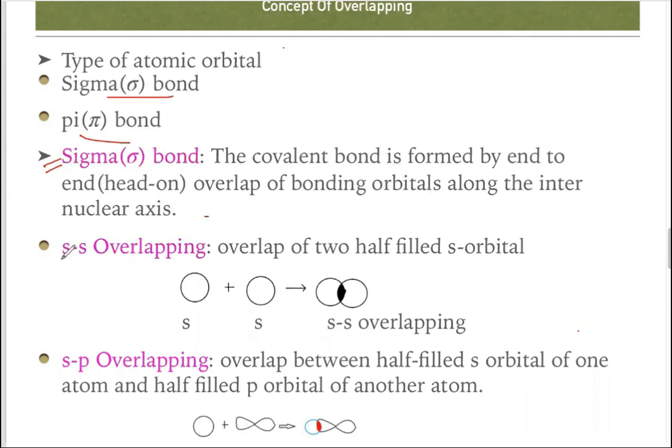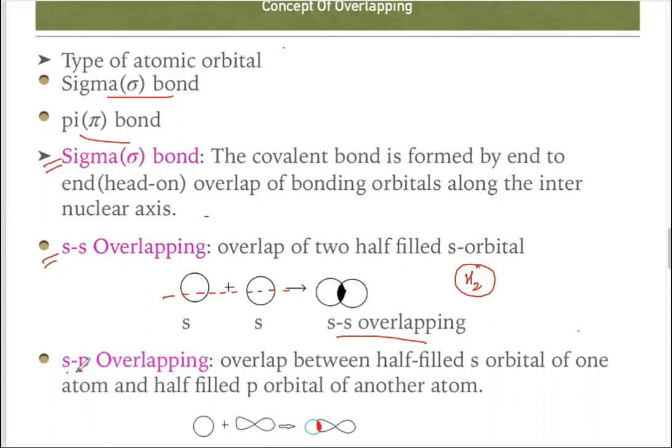Let us start. So first one we'll discuss is SS overlapping. That means this S orbital will overlap with this S orbital. So one is the S, another S. When they axially overlap, that means if we consider this one is the axis, they are overlapping. So that type of overlapping is SS overlapping. For an example, if we consider the H2 molecule, one hydrogen has one S, another is S. So those are the example of SS overlapping.